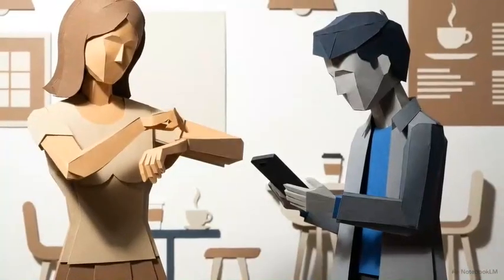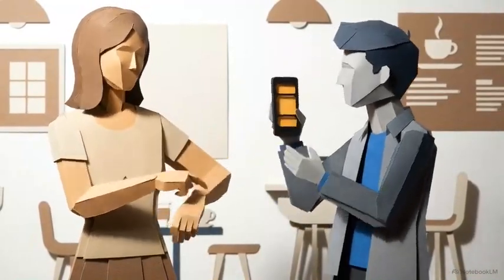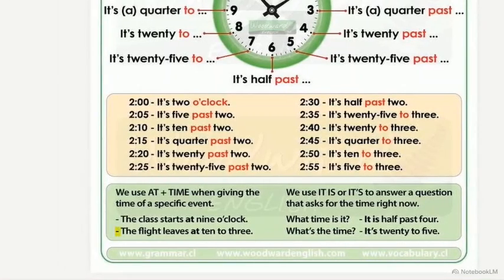Now that you know how to read both the digital and the classic codes, let's put them into real sentences. It all starts with how you answer the question, what time is it? Look at the bottom right green box. To answer what time it is now, begin with it is or it's, like it's 20 to 5. Notice the bottom left box. For specific events, like flights, use at. Say, the flight leaves at 10 to 3.